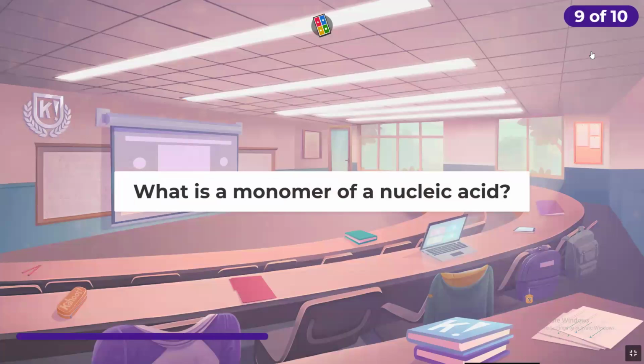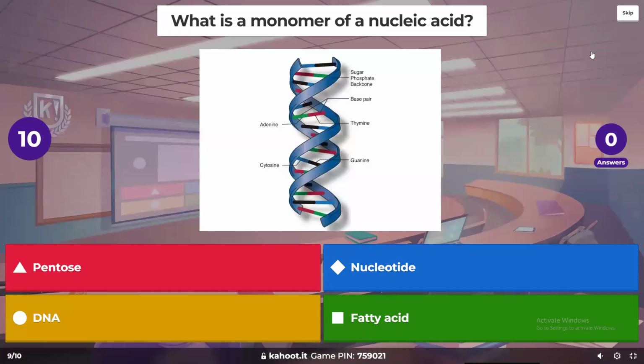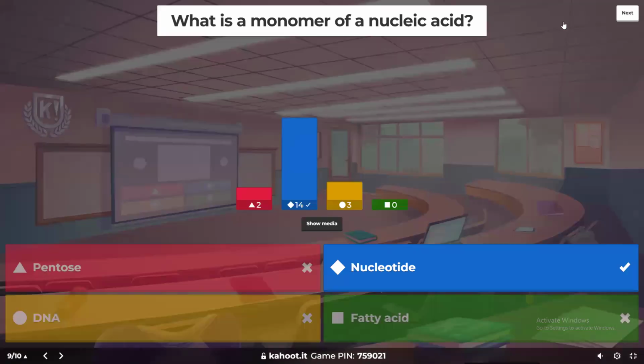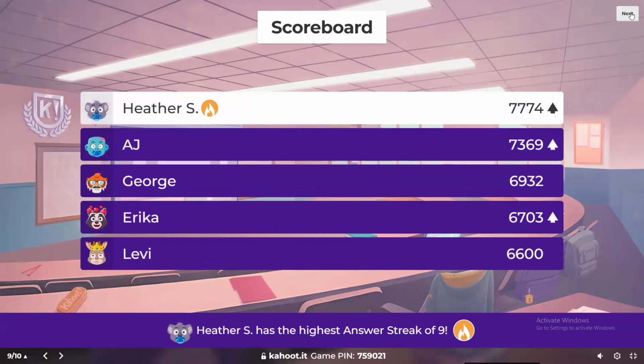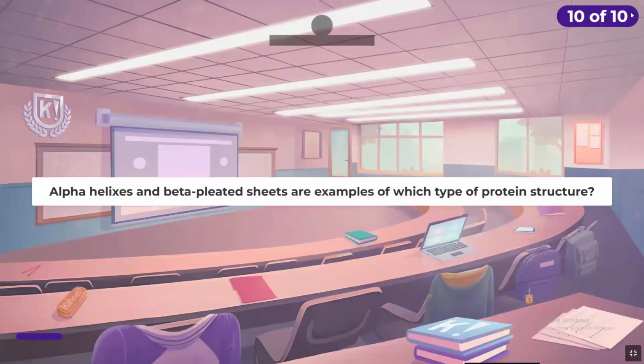All right, so what is a monomer of a nucleic acid? What was the term that we used for that? All right, so that's a nucleotide. Nucleotide is the monomer for nucleic acids. Those are repeating units. A nucleotide can be broken down further to a pentose sugar, the phosphate, and then that nitrogenous base. We're going to talk about that a lot in chapter 6. So it's just our primer for that stuff.